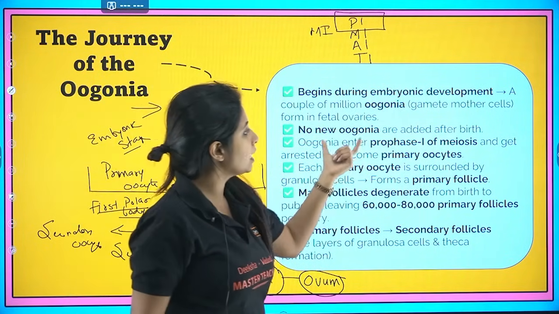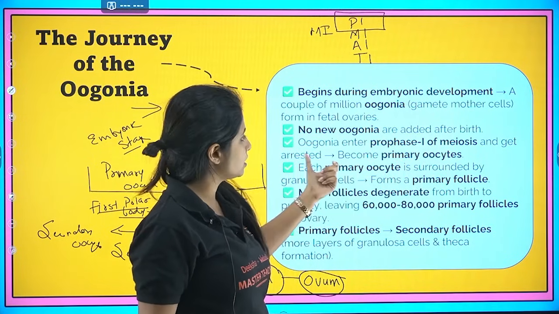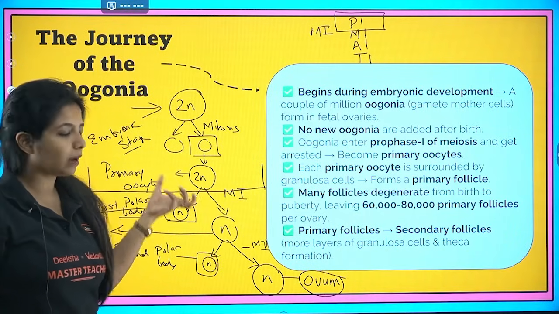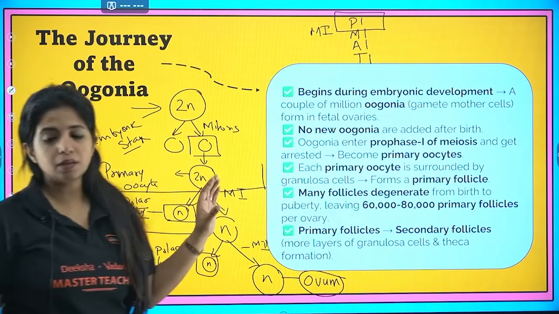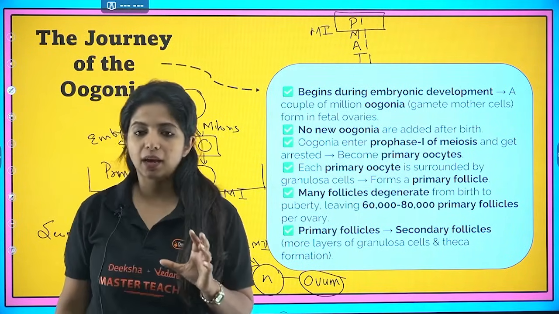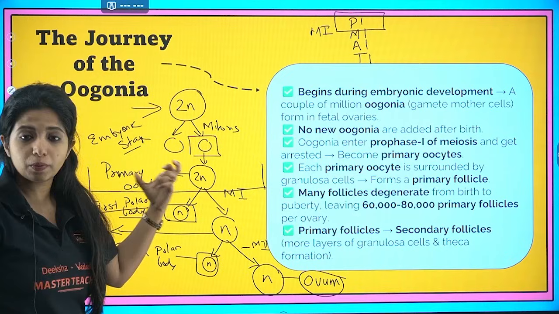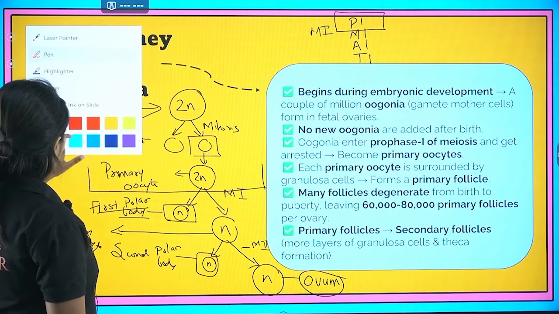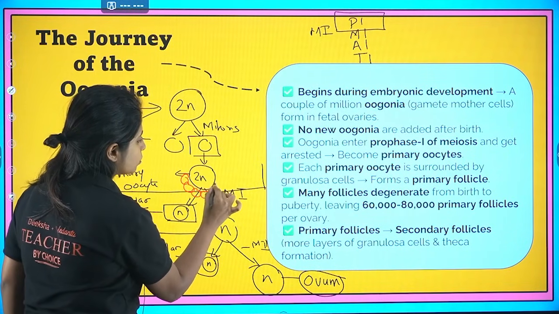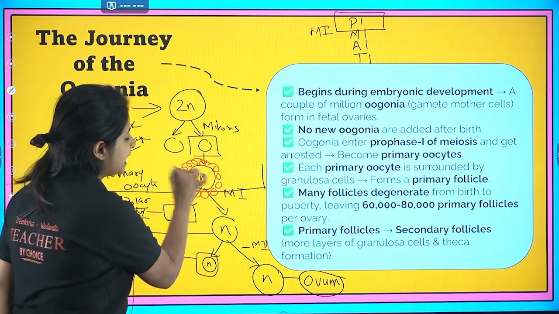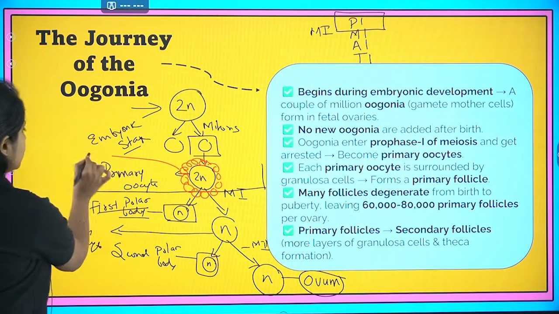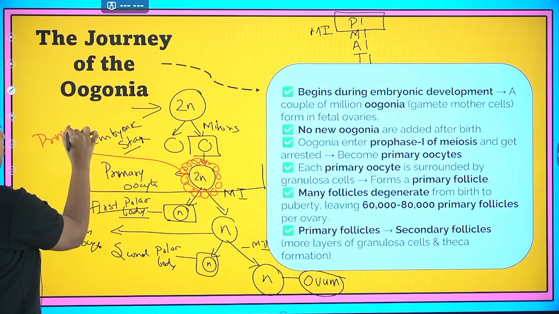Oogonia enters prophase 1 of meiosis and gets arrested, becomes primary oocyte. So basically this stage is known as primary oocyte, or I can just say the primary oocyte went and arrested in prophase 1. That is also correct. Now, what exactly happens to this primary oocyte? From this point onwards, it's super important. The primary oocyte which is stuck will be surrounded by a layer of granulosa cells. And now you will call this a follicle. You will call this the primary follicle.